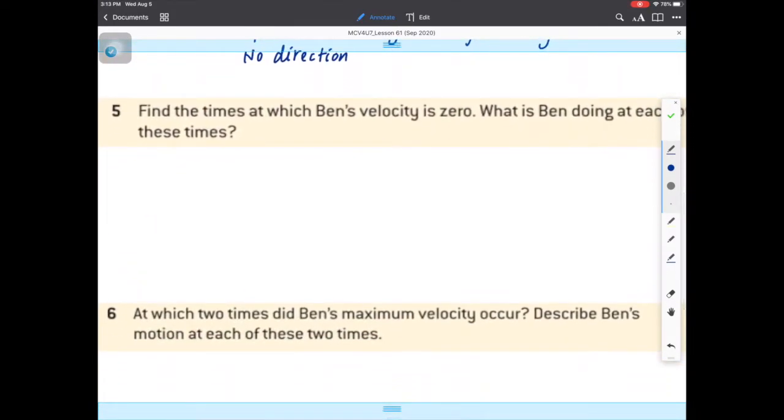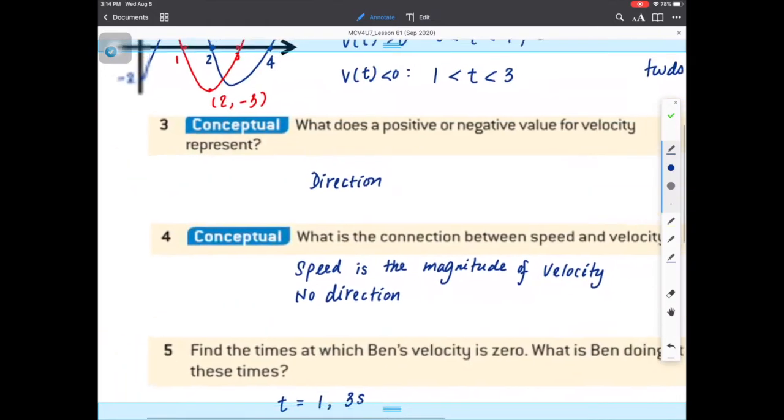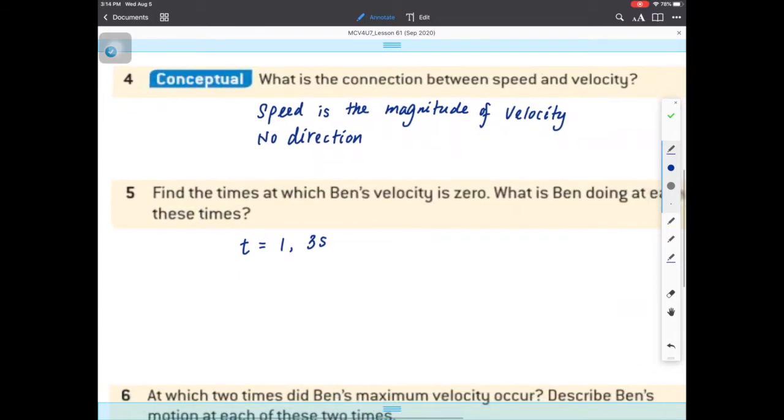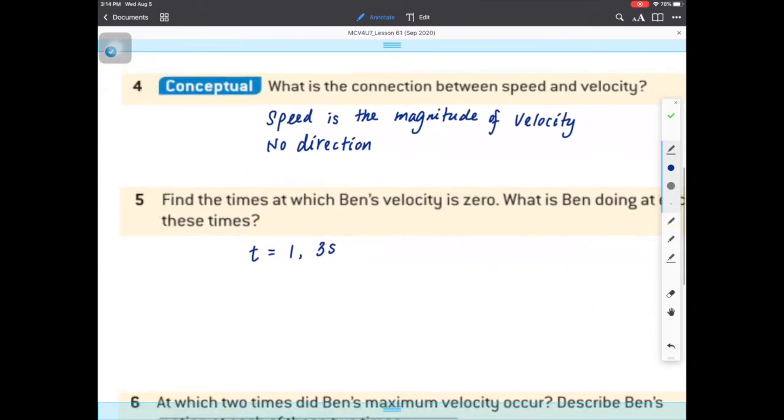Number 5, find the times at which his velocity is 0. What is he doing? Well, the times that velocity was 0 were 1 and 3 seconds. And you'll notice on the graph that at these points, he is actually going from a positive direction to a negative direction, right? When the sign of v of t changes. So we say that he's actually changing direction, or he's turning around.